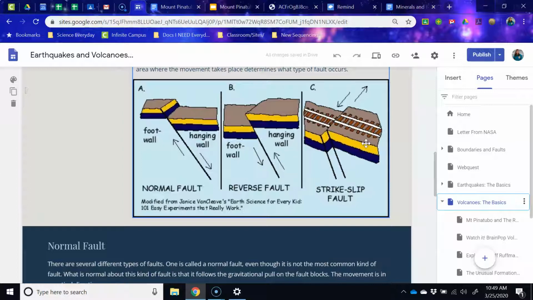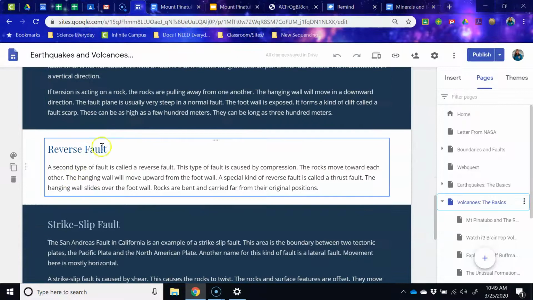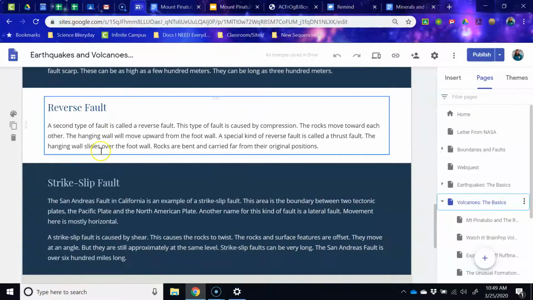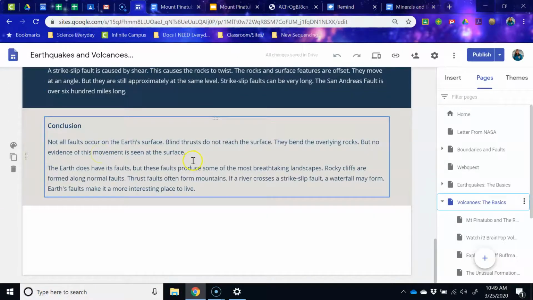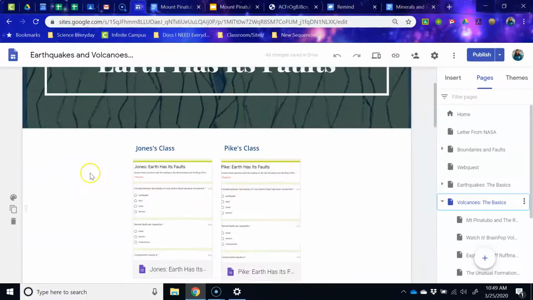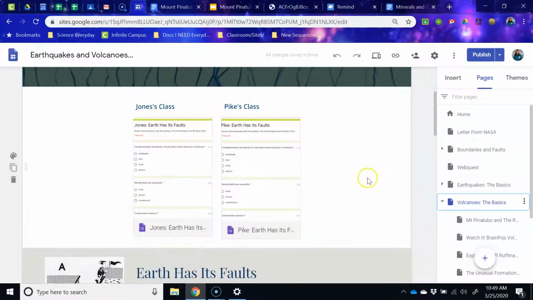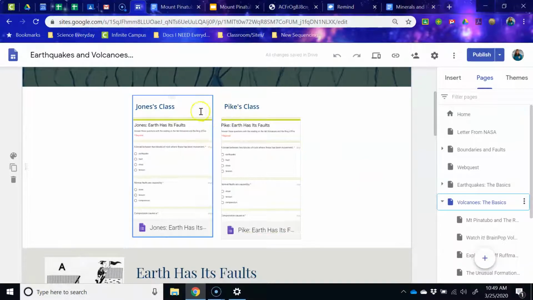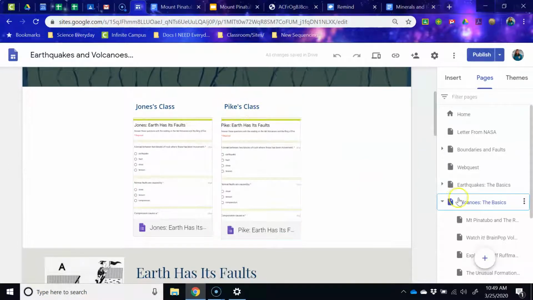Strike slip are the ones that move sideways, and they're not moving up or down, they're moving sideways. So one's moving maybe to the left, one's moving maybe to the right. It goes through and talks about each of these. Very simple little assignment to help us remember which one is which. Just make sure you're choosing, are you in Jones's class or in Pike's class?